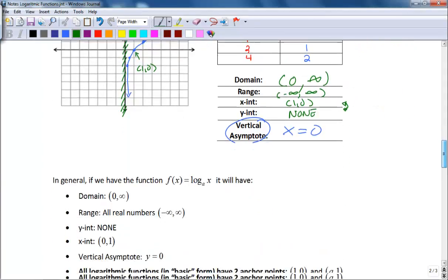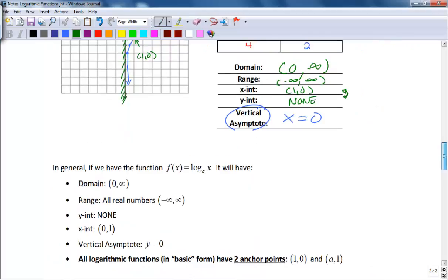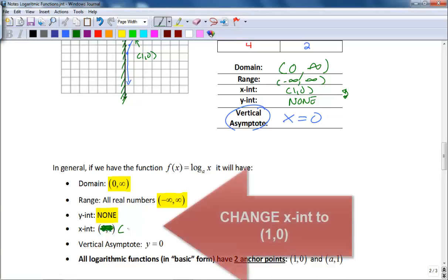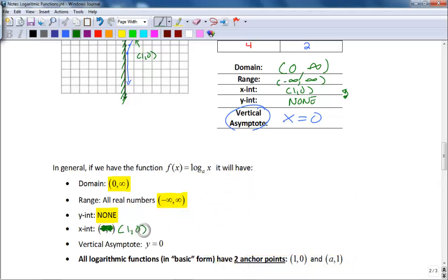Well, let's look at some in generals here, and you'll notice that a lot of this sounds very familiar. So we figured out that if we have log base a of x, it's going to have that domain of 0 to infinity, and a range of all real numbers, or -infinity to +infinity. Again, that's reverse from our exponential functions. We won't have a y-intercept, and our x-intercept, I'm sorry, this is wrong. Our x-intercept, please change that to say 1, 0. So please say 1, 0. Okay, our x-intercept is 1, 0.